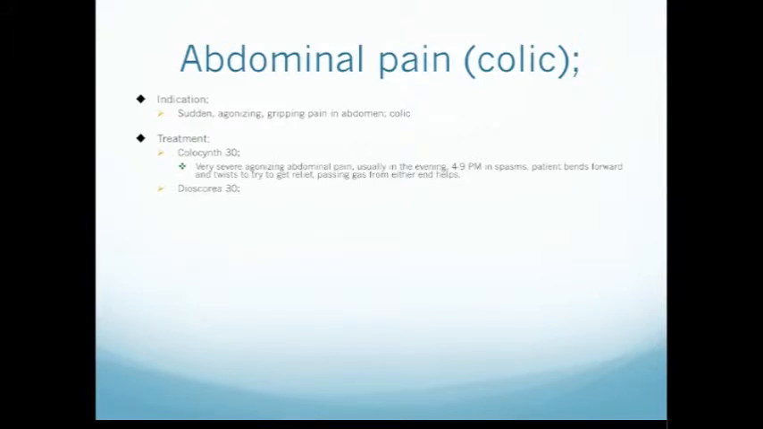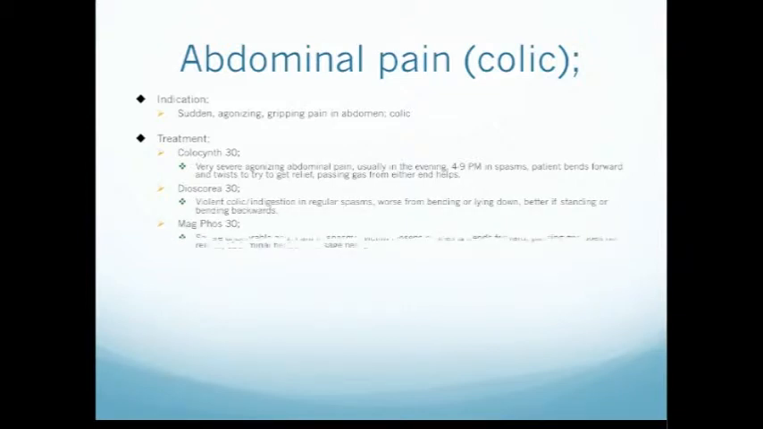Dioscorea 30. For violent colic, indigestion, and regular spasms, worse from bending or lying down, better from standing or bending backwards. Mag-Phos. For severe, unbearable abdominal pain that comes in spasms, the victim loosens the clothes, bends forward. Passing gas does not provide relief. Abdominal heat or massage helps. Mag-Phos should be used only when Colocynth fails.